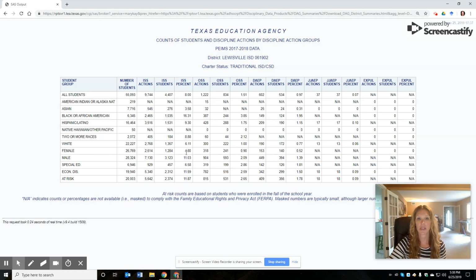And so we see that there are 7,000 ISS actions compared to 2,600 students, that means 3,000 students received those 7,000 actions. So that's kind of an interesting thing too. It looks like we have some repeat offenders in ISS. What we should see is something similar, but we know based on our research that males have a tendency to get more disciplinary actions than females.